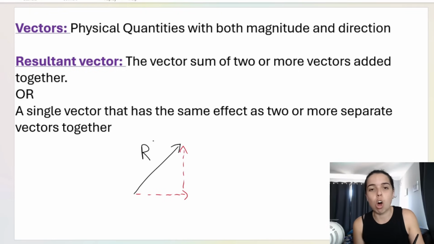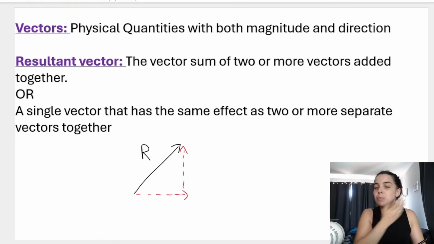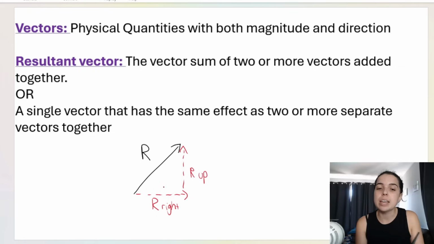Look at this vector. Look at R. R is going to the right and it's going up. Can you see that? It's going to the right and up. Okay? So if I break that down, we get a vector going to the right and a vector going up. Let's call this R to the right and let's call this R up. I will teach you proper words for this later, but the point of this is if you take these 2 vectors, these 2 red ones, and we combine the effects, we end up with this black one over here.